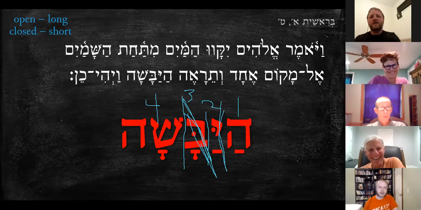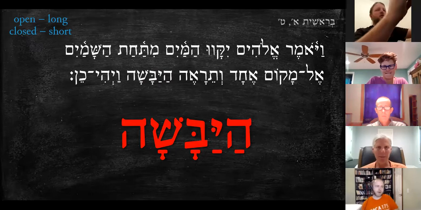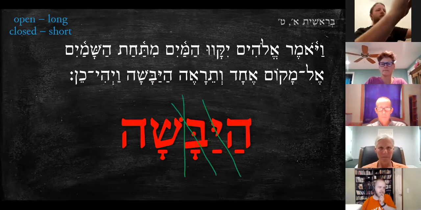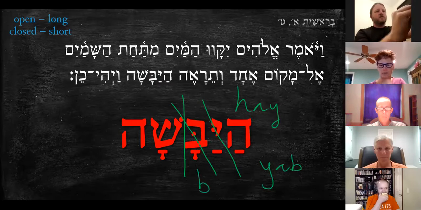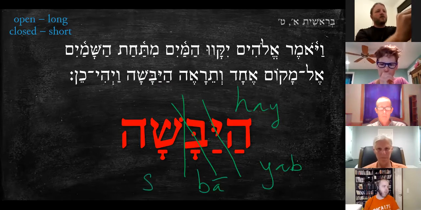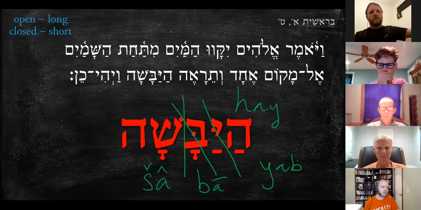I'm going to delete the writing, and then let's look at that. I'm just going to clean it up a little bit. We're going to draw a line through that one and through that one, and then this way, right? Three lines. So this would be HAY. This is YAB. This is BA, and this is SHA. Hay, Yab, Ba, Sha. That's how we think of it, how we break it down.